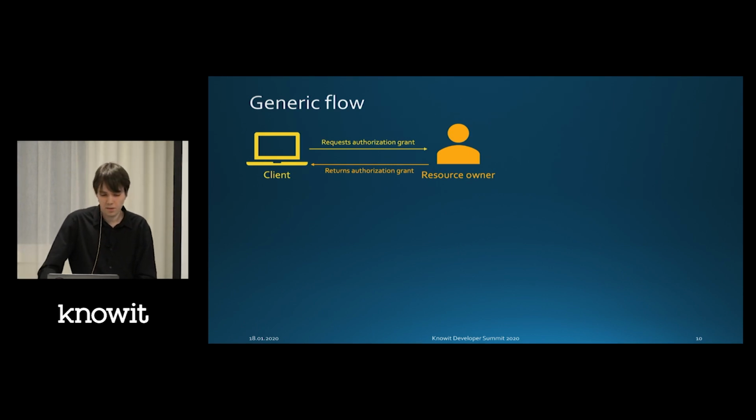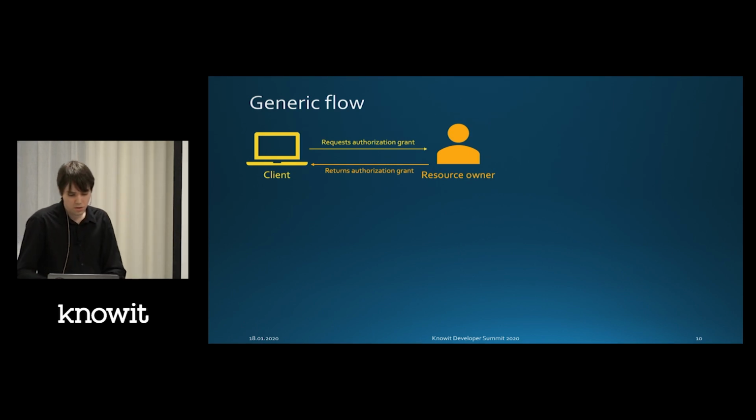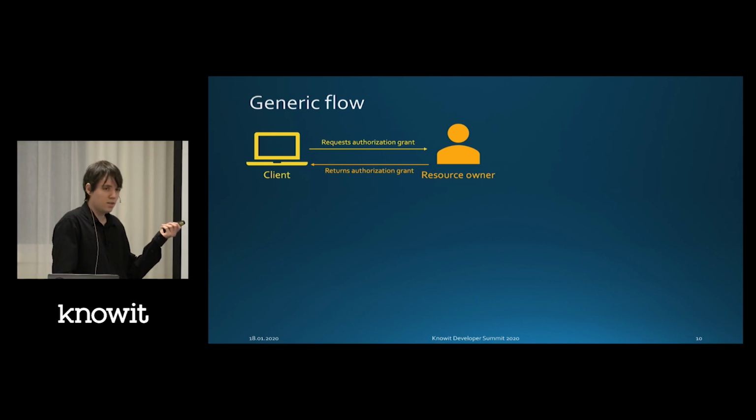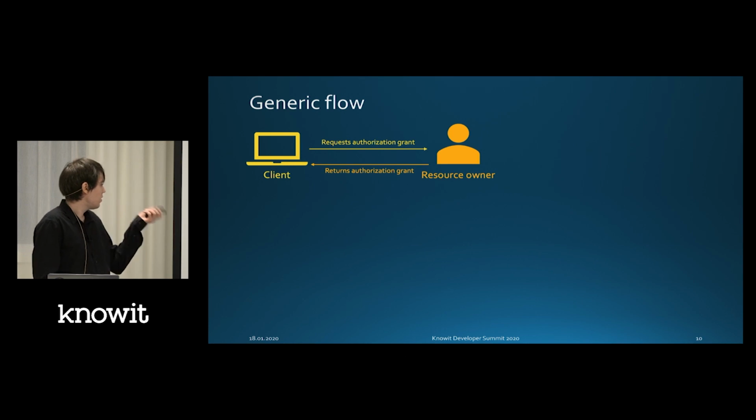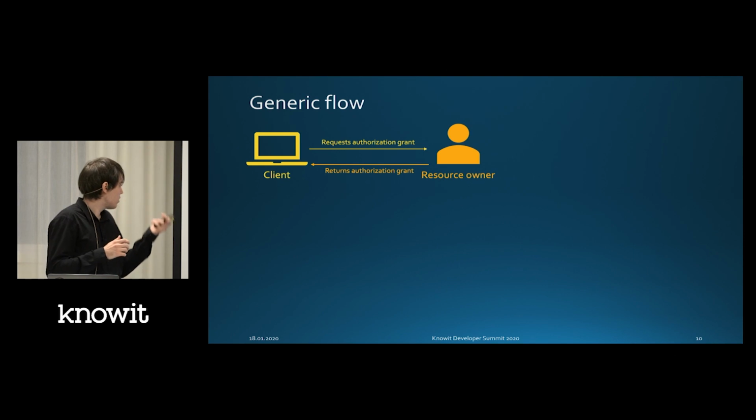So the generic OAuth flow. The client usually requests an authorization grant, and then the resource owner says, yeah, sure, you're allowed to do this. You're allowed to read my playlist. But an authorization grant is not the same as an access token. An authorization grant is just some proof that the client has that the end user, for example, has given access. It has to prove that the client is allowed to access these resources on my behalf. But it's not the access token itself.